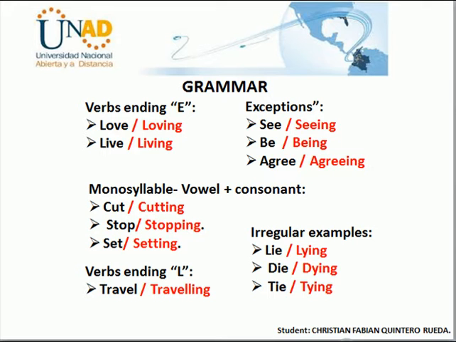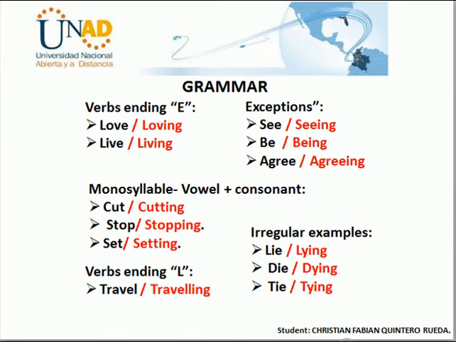Okay, the next one. With a verb of only one syllable, or monosyllable, ending in vowel plus consonant, for example cut, stop, and set, we double the last consonant plus ing. For example, cut, cutting. We put a double T. Stop, stopping, with double P. And the last one, setting. Setting, there are two T's.